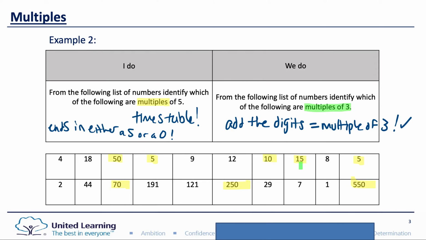Ooh, I know that 5 plus 1 is 6, which is a multiple of 3. So I found my first one. Nope. 2 plus 1 is 3, so that is a multiple of 3. 9 is 3 times 3, it's a square number. Nope, nope. 8 plus 1 is 9, and 3 times 6 is 18, so there we go. Not many there, but hopefully those are the ones that you found.